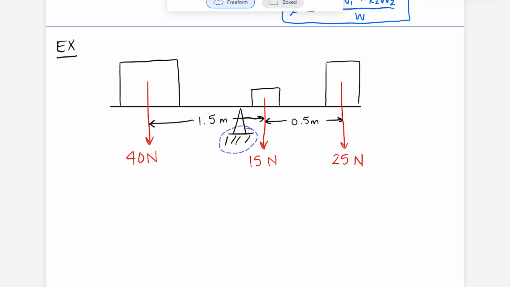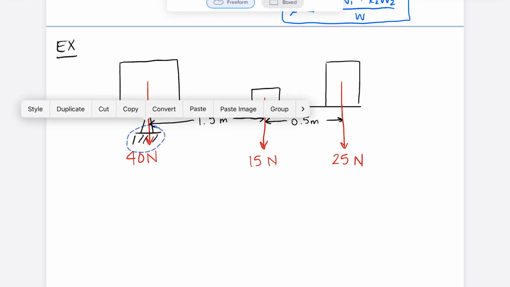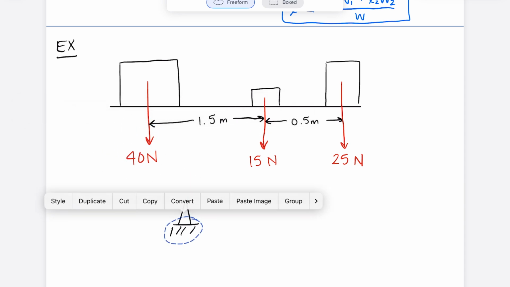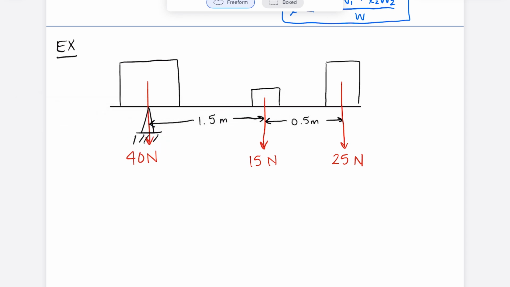Okay, and so to do this, what we're gonna do is we're gonna take the sum of the moments. And we need to define a point that is our origin where we're going to sum the moments. And so I'm just going to pick this point right here where we have our 40 newtons acting. And that's going to be convenient. It's just going to make our calculation a little bit simpler. Okay, so I'm going to call this point my origin.